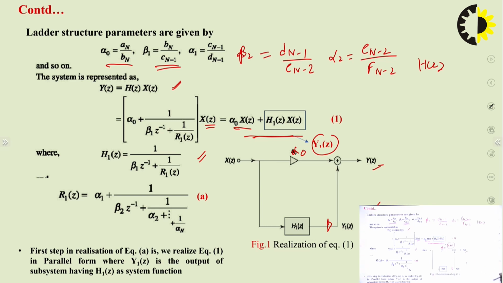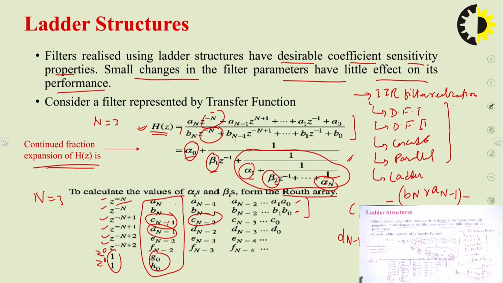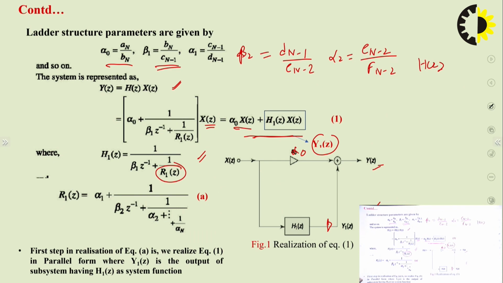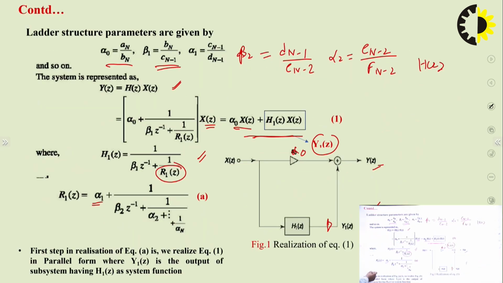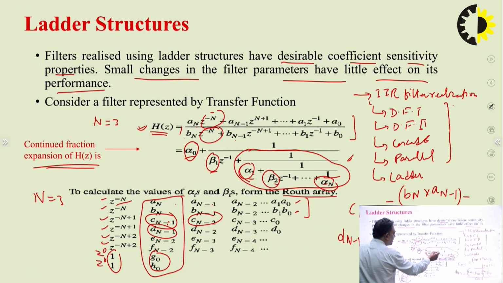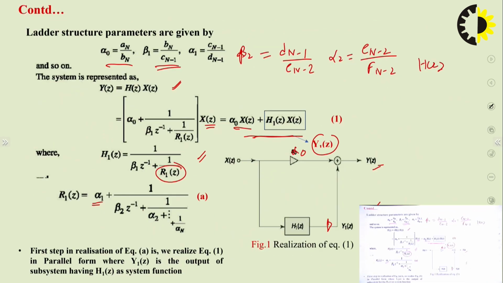Okay. Now we will split this r1z. You can see, according to this equation, this r1z can be further written like this. r1z will be equal to alpha 1 plus 1 upon, you can see over here, this whole term is r1z. So now we are writing r1z like alpha 1, this term, plus 1 upon beta 2 z to the power minus 1, this term we have taken. Now the rest of the whole part we are assuming as r2z, meaning this is another subsystem. Okay.